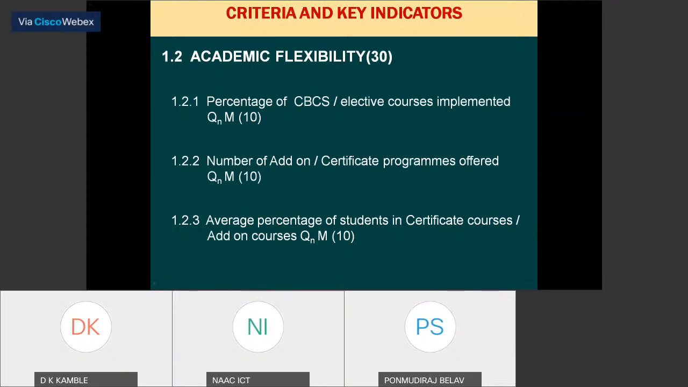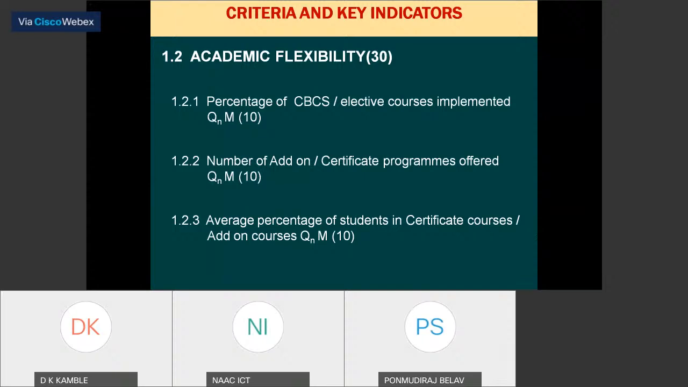How many add-on or certificate programs are there in the institution during the last 5 years? If the institution gives some data, 2, 3, 4, or 10 certificate courses, that list of certificate programs is required. As per the list, we need the syllabus of the certificate programs. A brief syllabus should be covered, and in that course structure, a minimum of 30 hours is required for certificate programs. It is mandatory, a minimum of 30 hours.